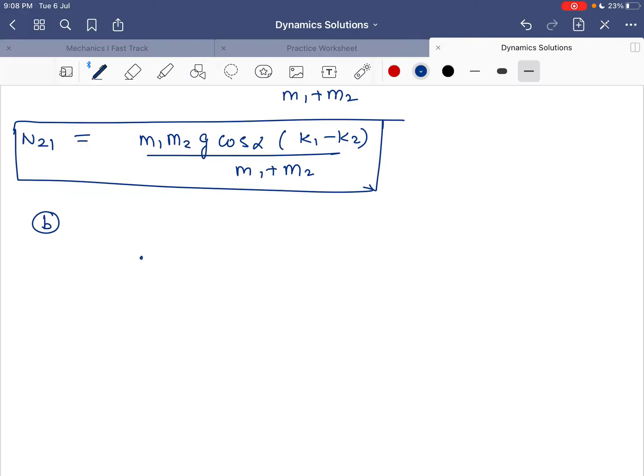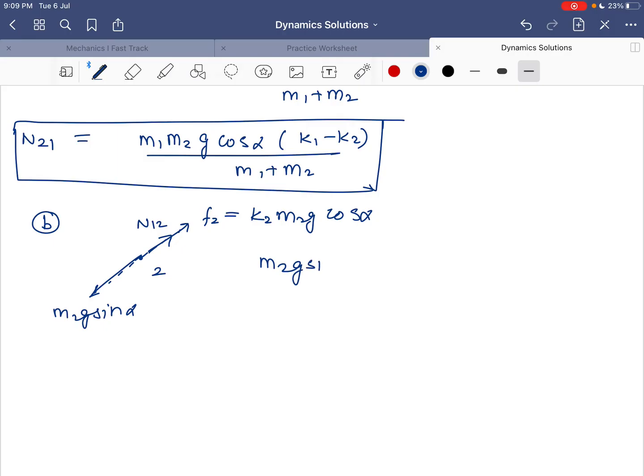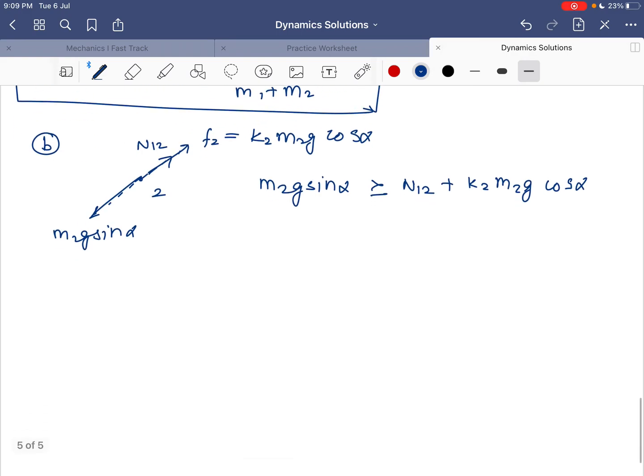So for B part, first I will draw. For sliding to start, the weight component of body 2, that is m2 g sin alpha, will be here. The frictional force would be upward, that is k2 m2 g cos alpha, and the interaction force between 1 and 2. So for sliding of block 2, m2 g sin alpha must be greater than or equal to N12 plus k2 m2 g cos alpha.